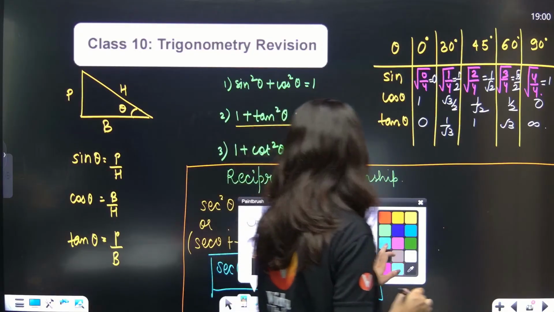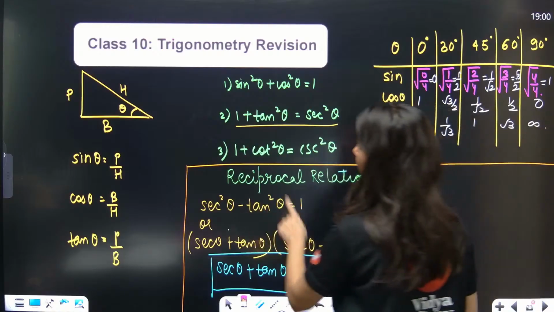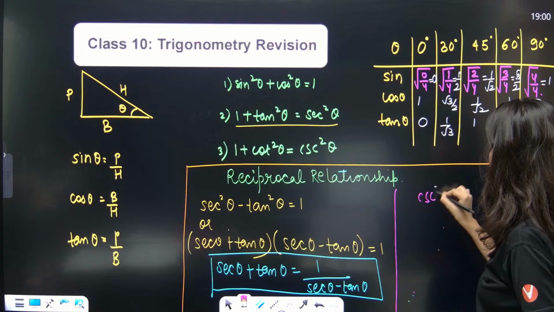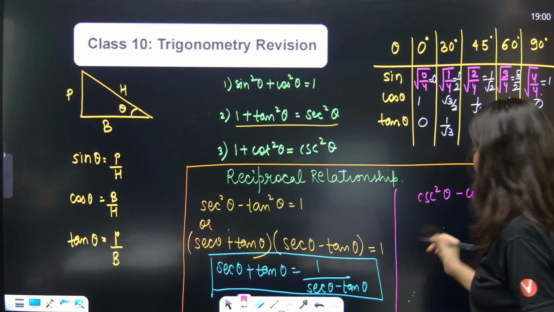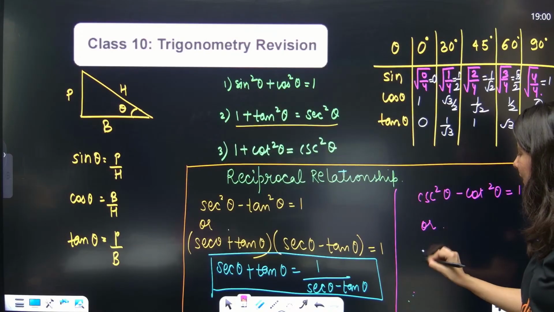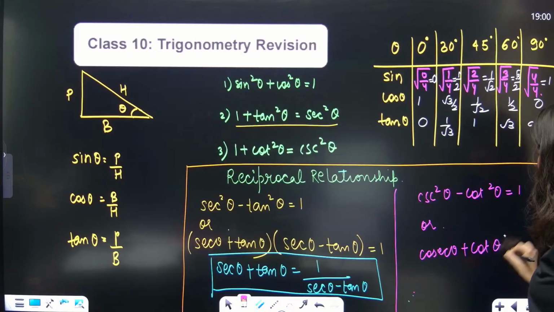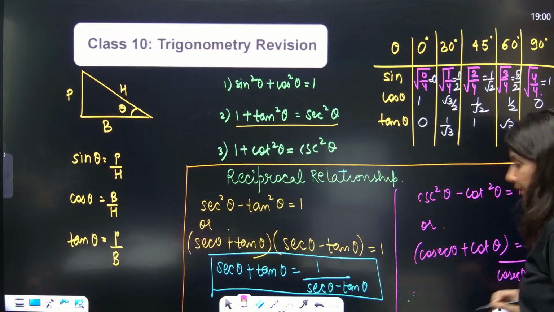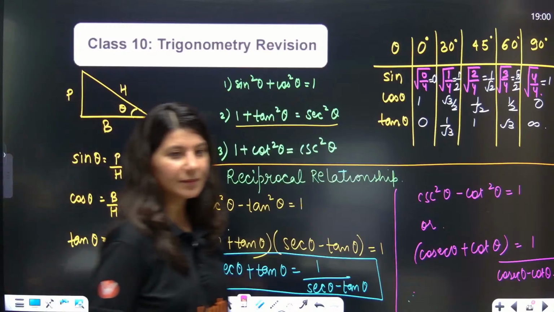In similar manner, sec square theta minus tan square theta. So in similar manner, can I write cosec square theta minus cot square theta is equal to 1. Reciprocal relationship direct: cosec theta plus cot theta is equal to 1 upon cosec theta minus cot theta. Yes, everybody? Okay.